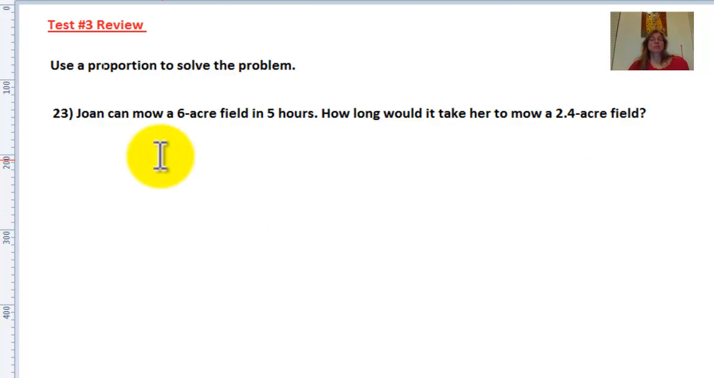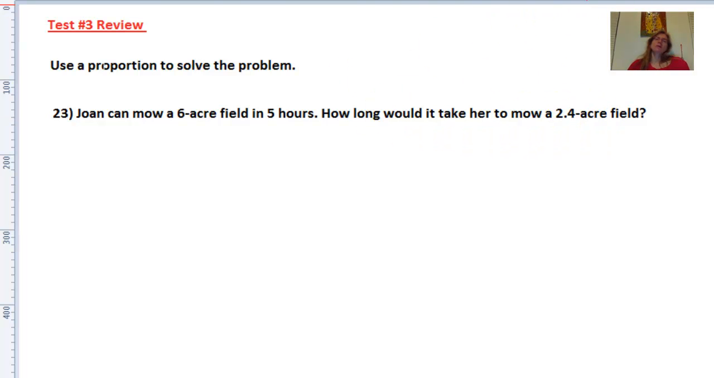Alright, this is problem 23 for test 3 review. Use a proportion to solve the problem. On this word problem, Joan can mow a 6-acre field in 5 hours. How long would it take her to mow a 2.4-acre field?